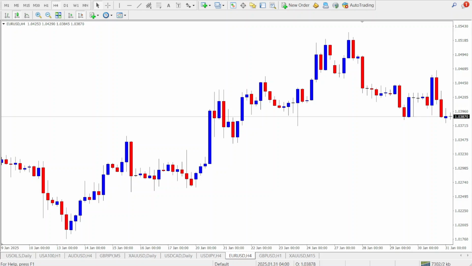Hi traders! Have you ever wondered how professional traders predict key levels in the market? Well, in this video, we're going to be diving into one of the most powerful tools in technical analysis, and that is the Fibonacci retracement and extension levels. This is a must-know strategy for every beginner looking to improve their trading skills.